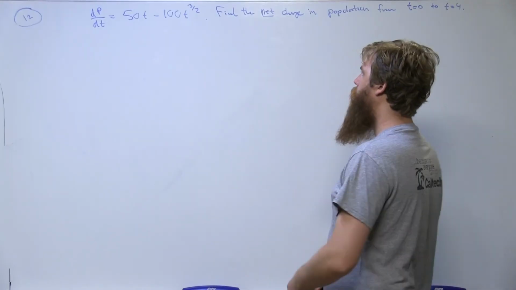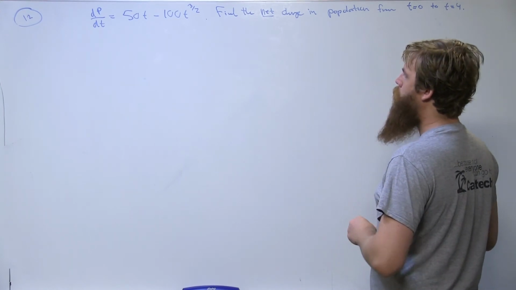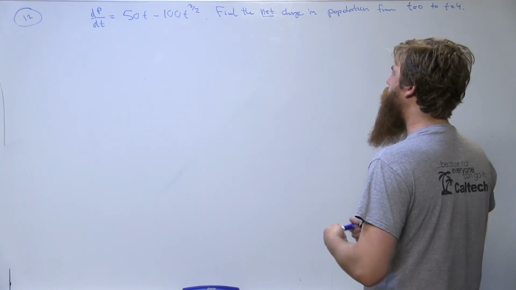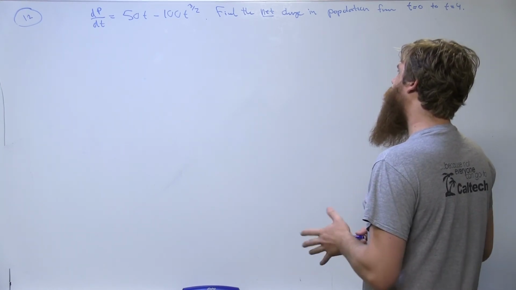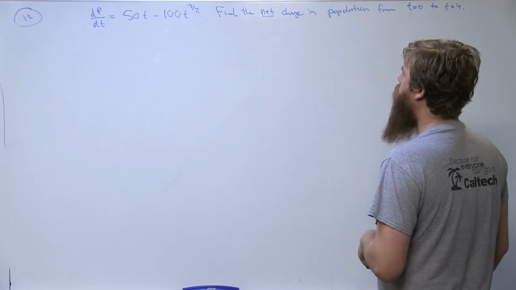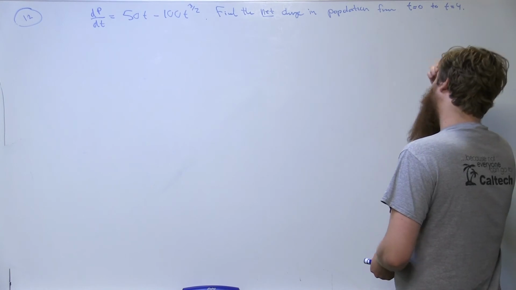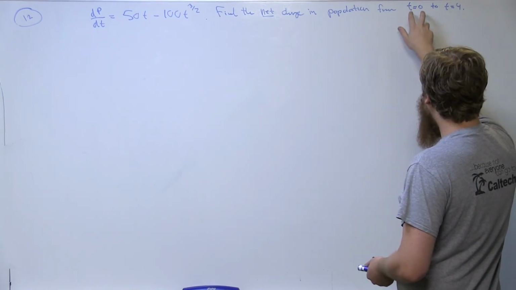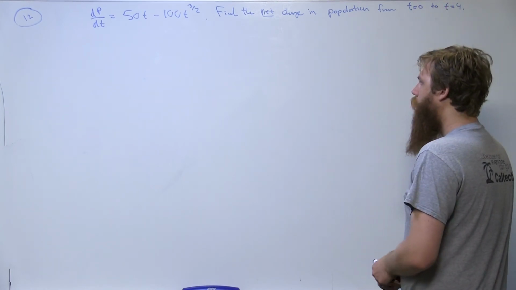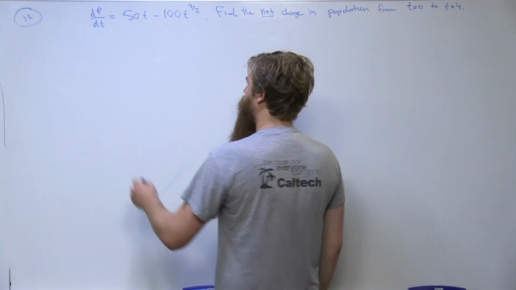Okay guys, the next problem tells us that the rate of change of some population that's being measured somewhere, dp dt, is equal to 50t minus 100t to the 3 halves. We're asked to find the net change in population over the first 4 years. Those are the years corresponding to t equals 0 to t equals 4.